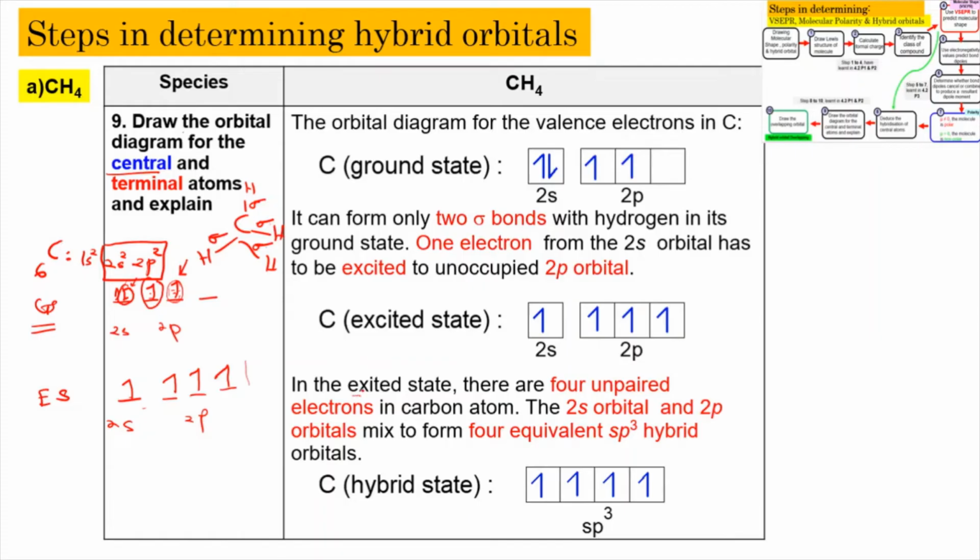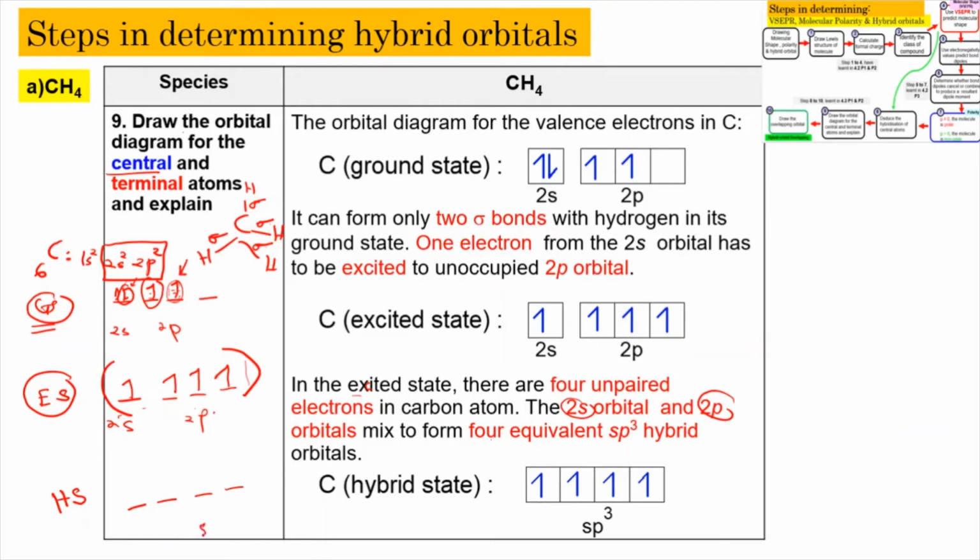So in the excited state, there are 4 unpaired electrons in the carbon atom. The 2s orbital and the 2p orbital will mix together to form 4 equivalent sp3 hybrid orbitals. So just now we had the ground state, we had the excited state, and now we're going to produce the hybridization state. Hybridization state means at first they are on different energy, they are not joined. Okay, but now we need to mix them together in order to produce an equivalent energy.